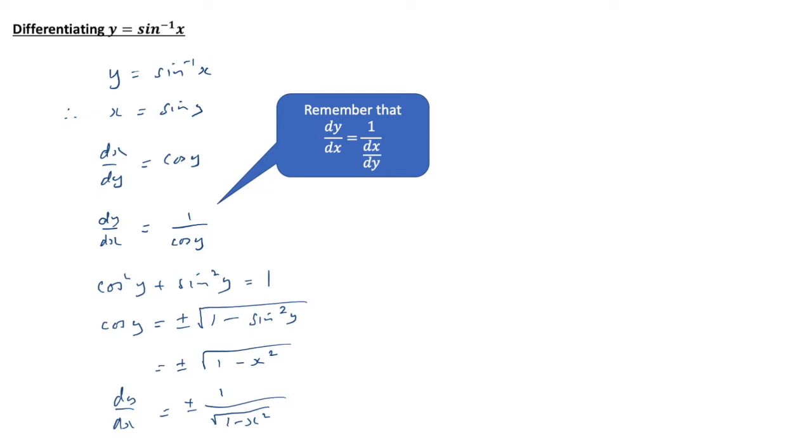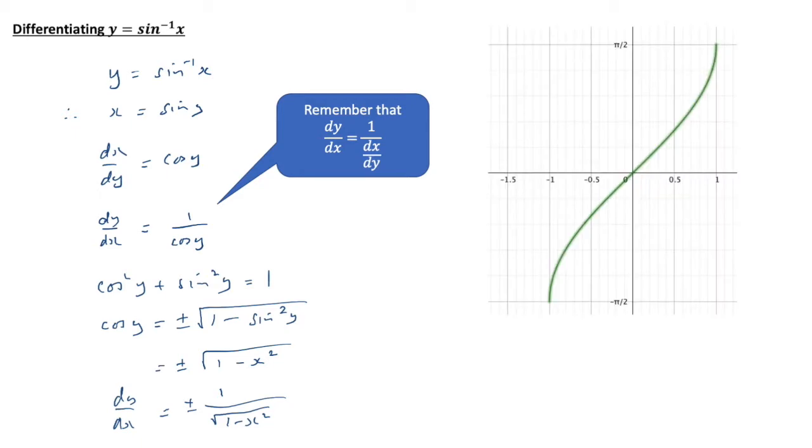Now, it's not satisfactory to leave that uncertain, so we need to think about this plus or minus business, and the best way of doing that is to have a look at the curve itself. So, if we have a look at the sine to the minus 1 curve, remembering that it's only defined between minus 1 and 1, and that the range has to be between minus pi by 2 and plus pi by 2, to make it a one-to-one function.